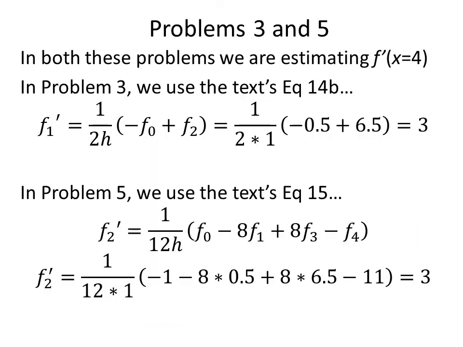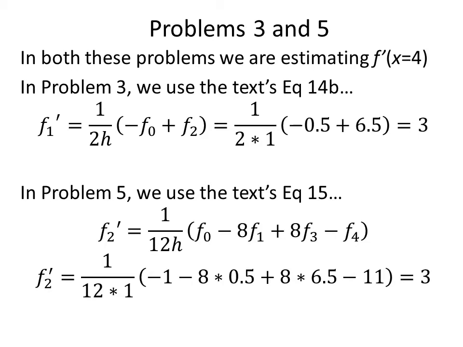In problems 3 and 5, we're actually trying to estimate the same thing, but one time we're using a 3-point rule, the other time we're using a 5-point rule. So in problem 3, we're using the 3-point rule, equation 14.b in your text. And in this case, since we're looking at f prime at x equals 4, we'll be using the data at x equals 5 minus the data at x equals 3, and we don't even need the information at x equals 4. We just use 1 to the right and 1 to the left in this equation.